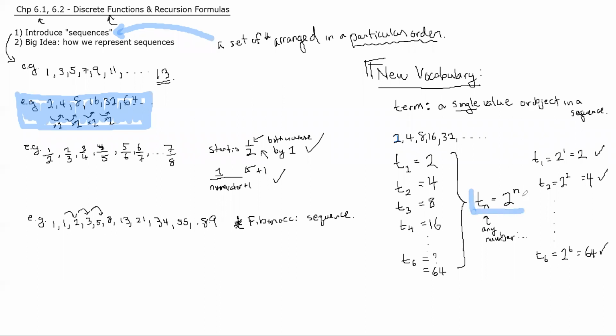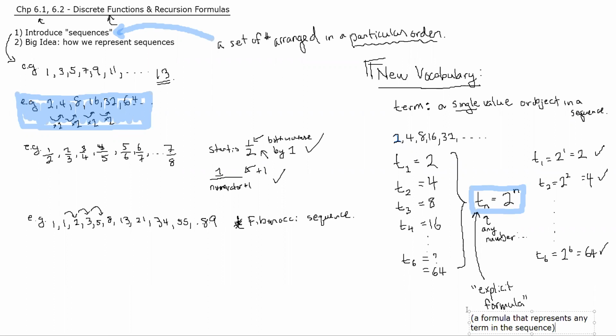What we wrote down here as Tn is something we call the explicit formula of the sequence. That's my next vocabulary. This is the explicit formula of the sequence. And by definition, I'm going to type this up. It is a formula that represents any term in the sequence by definition.